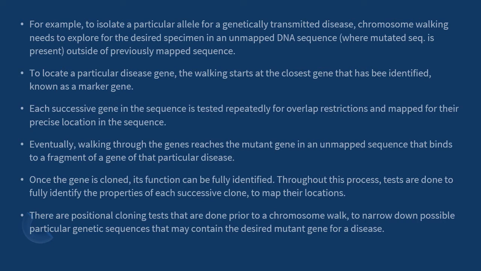We use those overlaps from the genes present before and after our desired gene to get the precise location of our sequence. This is how chromosome walking works. Eventually, walking through the genes reaches the mutant gene in an unmapped sequence that binds to the fragment of a gene of the particular disease.